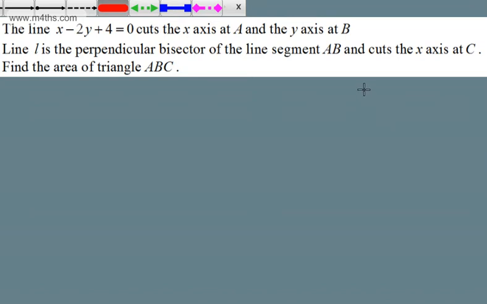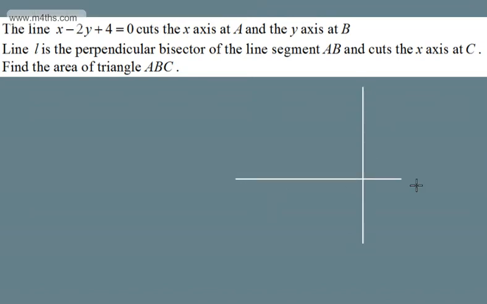What I'm going to do is a quick sketch of a set of coordinate axes. So we have the x-axis and the y-axis. If we consider A, this is where the line x minus 2y plus 4 equals 0 crosses the x-axis. So at A, y will be equal to 0. Therefore x plus 4 will be equal to 0, and that gives me that x will be equal to minus 4. So I'll put this point just here, and A is going to be minus 4, 0.